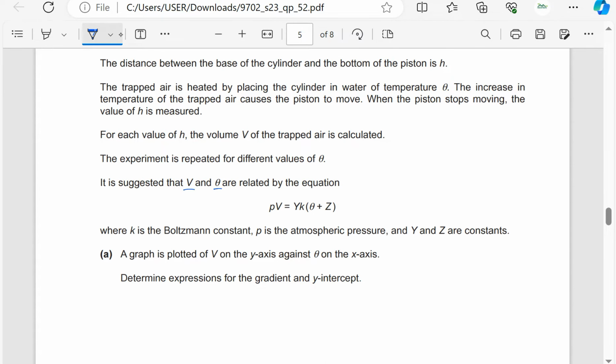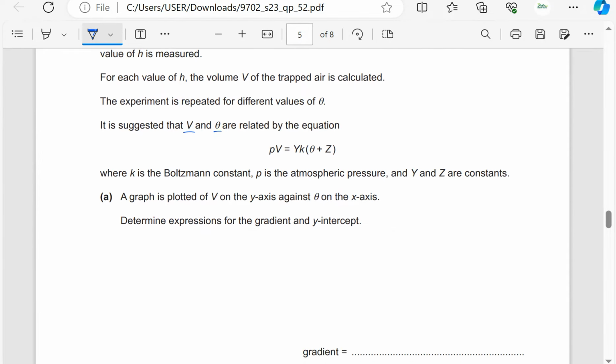It is suggested that V and theta are related by this expression, where K is the Boltzmann constant, P is the atmospheric pressure, and Y and Z are constants. A graph is plotted of V on the y-axis against theta on the x-axis. So I must make sure that V is the subject. So PV is equal to YK into theta plus Z. So I must expand theta and Z. So I have that PV is equal to YK theta plus YKZ.